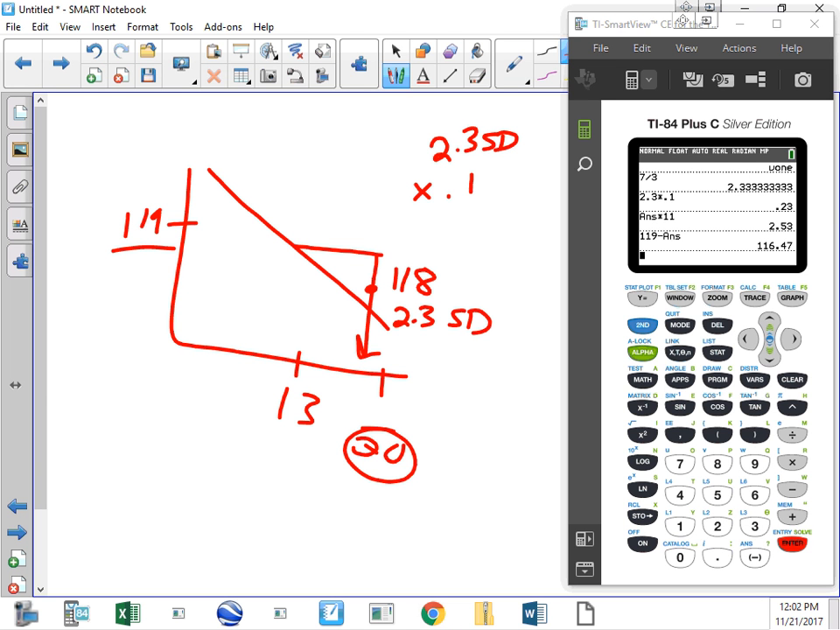Okay, I still haven't figured out that number 11. I don't know. All right, that's it.